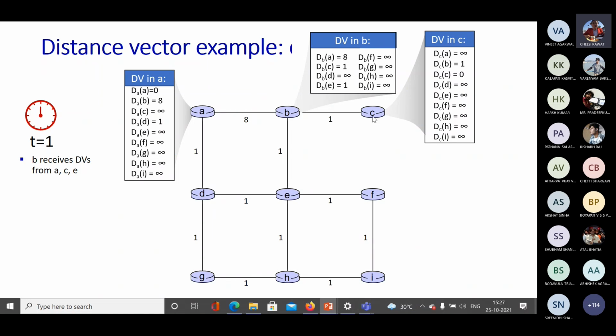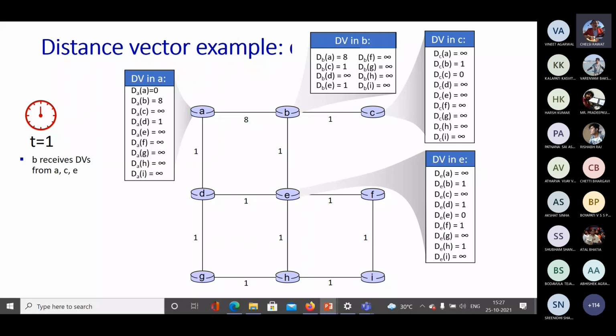Similarly for C, only from C to B we have a direct connection. For all others we do not. So only for C to B we have 1, and C to C is of course 0, and the rest are infinite. Same will be for E also. For E, we have 4 different connections to B, D, F, and H. So DB is 1, DD is 1, DF is 1, and DH is 1, and DEE is equal to 0 because it's the same node. So these are the distance vectors for different nodes present in the network, and they are now getting exchanged.